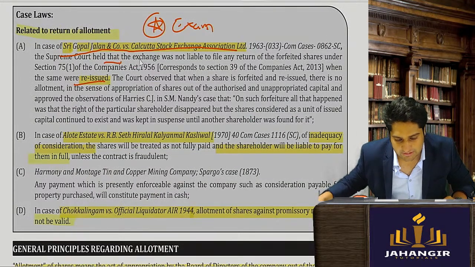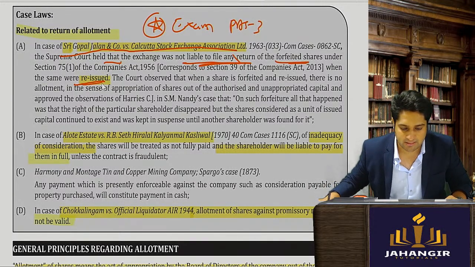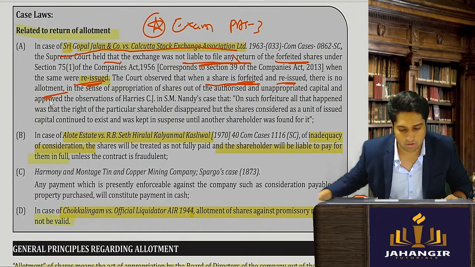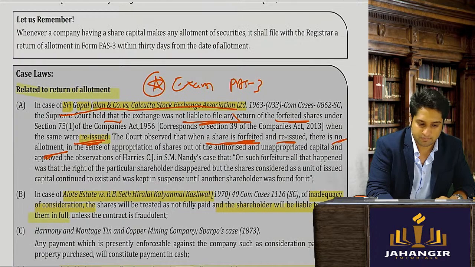The company was not liable to file any return. So PAS 3 was not required to be filed when the shares were forfeited and reissued, because it was observed that when a share is forfeited and reissued, there is no allotment. Okay, very, very important.